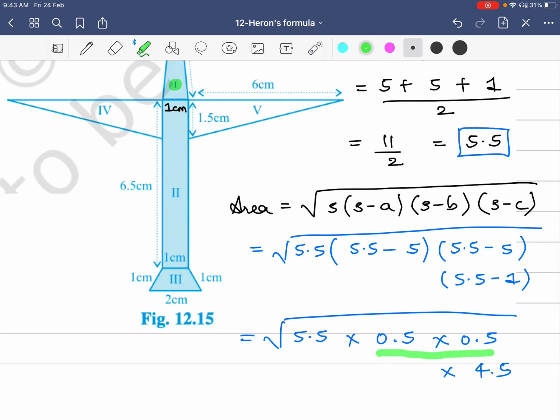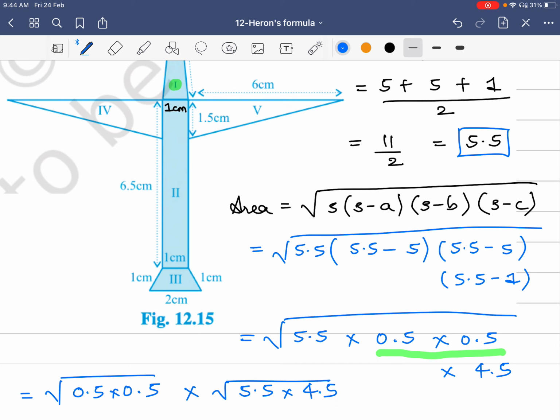Now we know that 0.5 into 0.5, the square root of that is going to be just 0.5. So this is a safe term, we'll just split up the square root. Now we are short of space. So this will be 0.5 into 0.5. This is one term multiplied by the square root of 5.5 into 4.5.